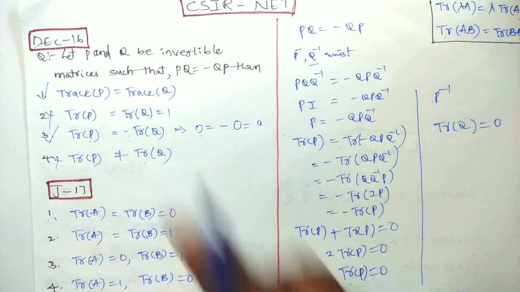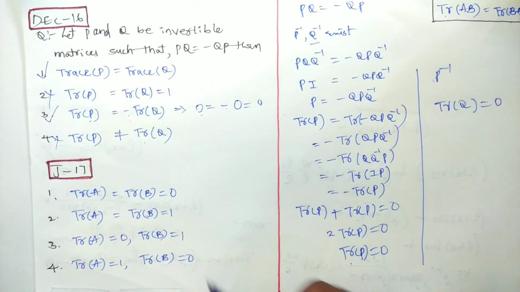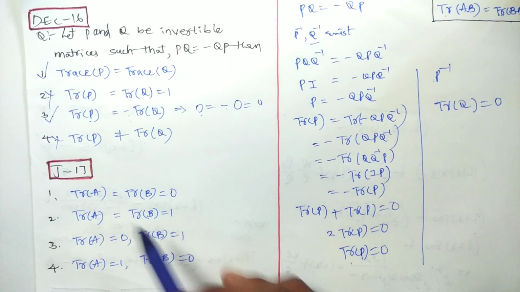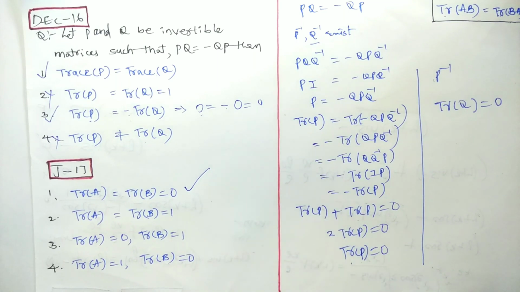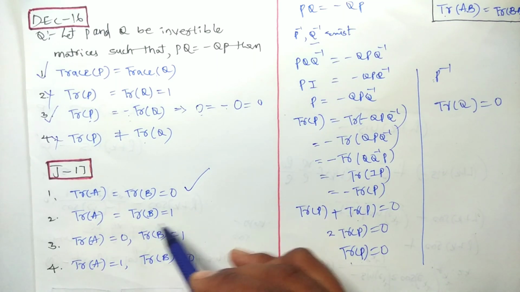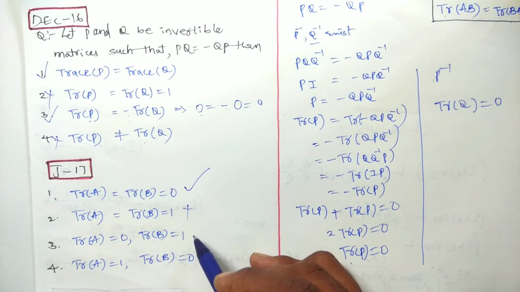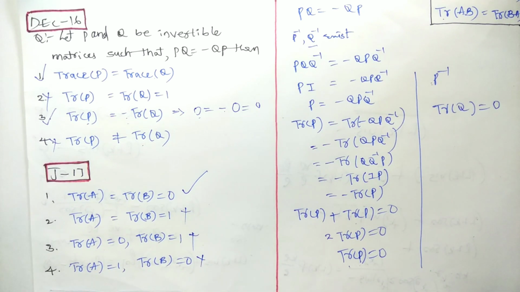This is the same question that came in December 2016, but with small changes. In place of P and Q, here we have A and B. Trace of A equals trace of B equals 0: the first one is correct. Next, trace of A equals trace of B equals 1 is wrong. Trace of A equals 0, trace of B equals 1 is also wrong. And the last option is also wrong. So this is a CSIR-NET previous question. Okay, thank you.